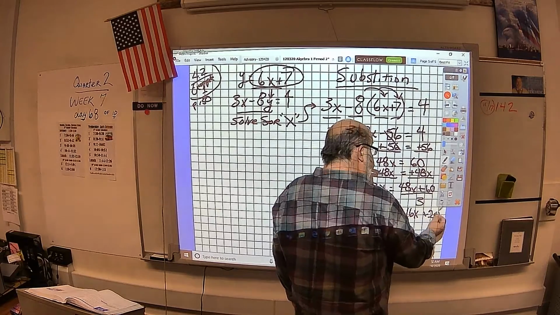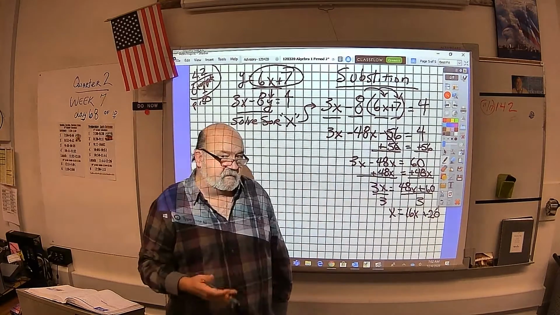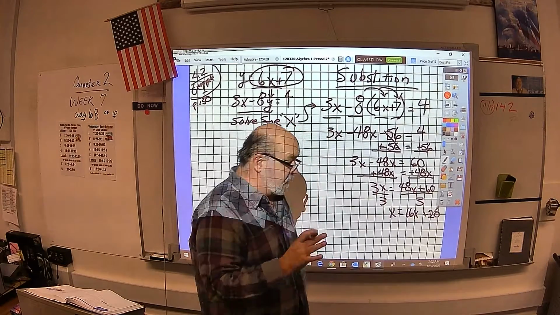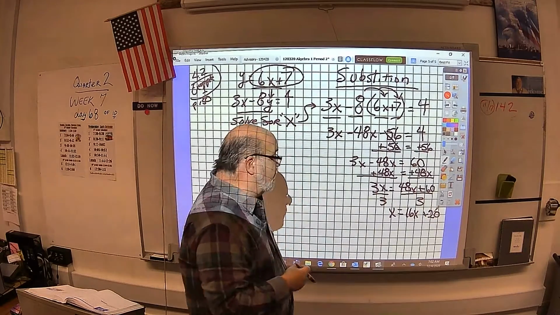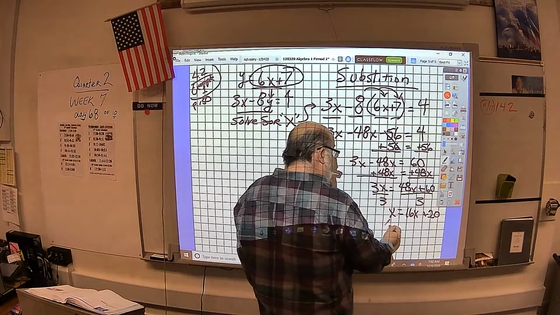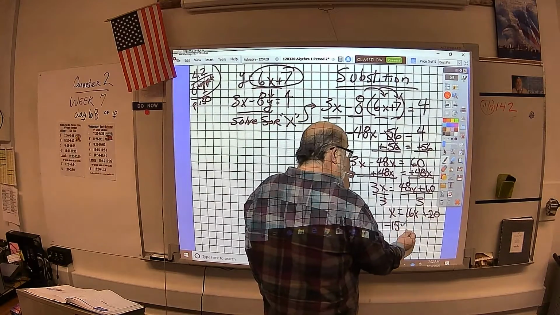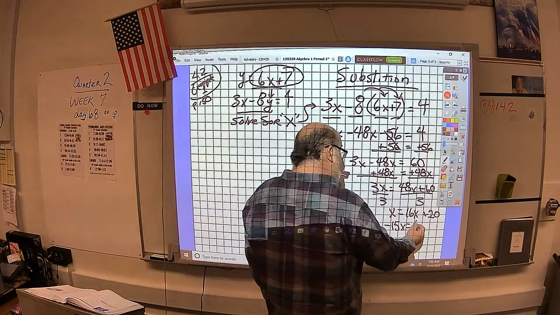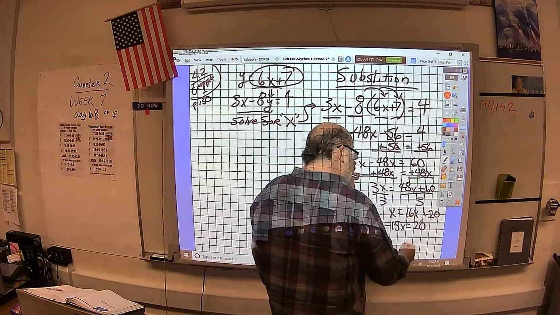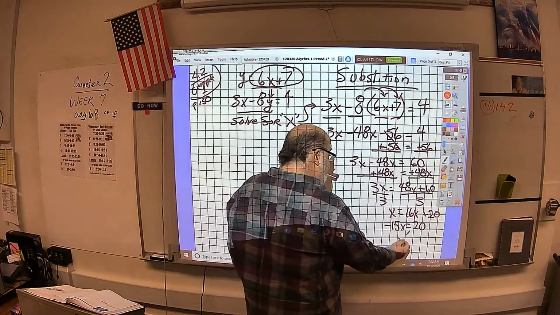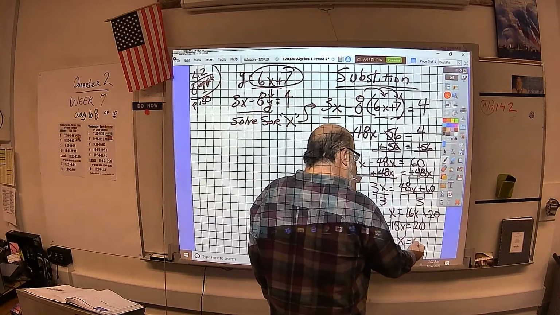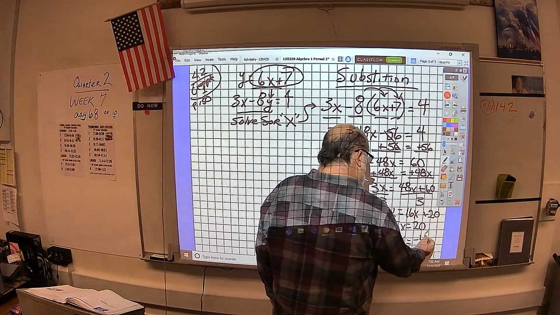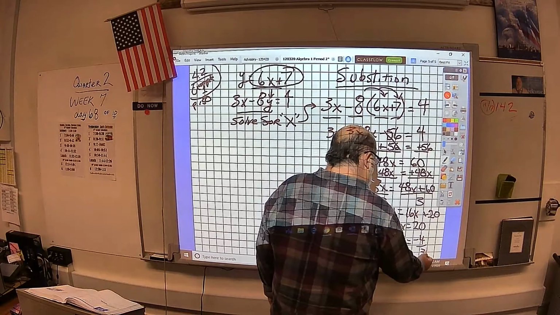is 20. Now it looks like I messed myself up here, but actually if I just keep going on, I should be okay. And I want you to see these things and how they work. Because this is negative 15x equals 20. So x equals negative 4/3.